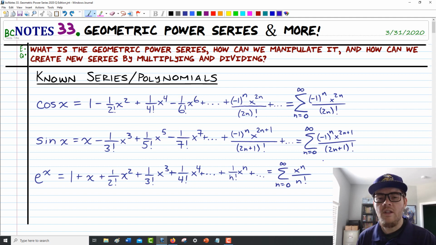So these are, as you can see, the power series or Taylor polynomials, Maclaurin polynomials. I guess these are Maclaurin because they're centered at 0, for cosine, sine, and e to the x.